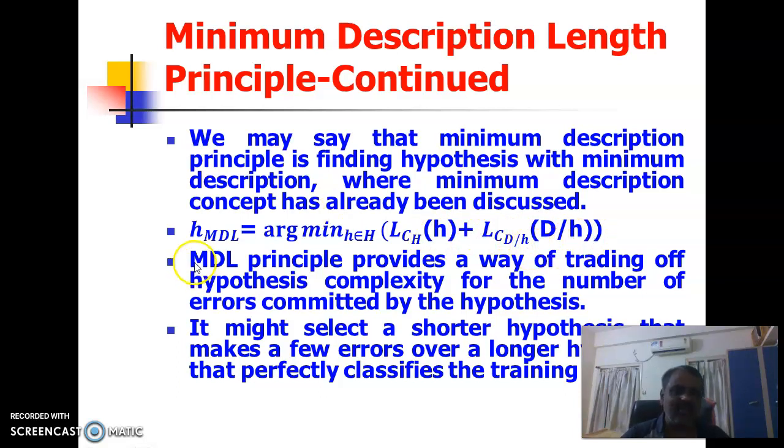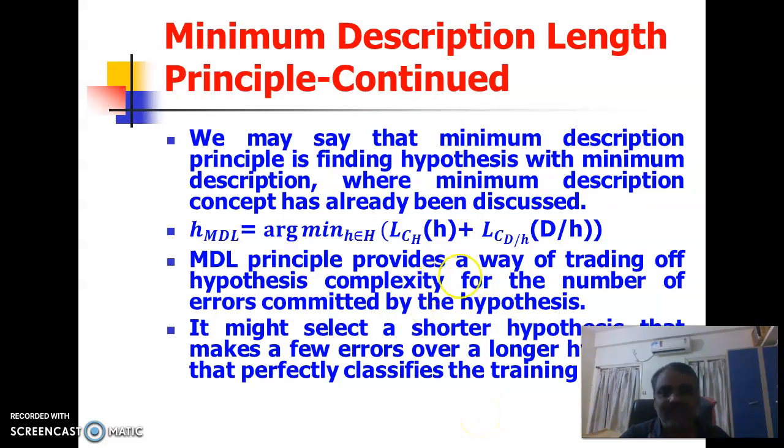As already told, the MDL principle provides a way of trading off hypothesis complexity for the number of errors committed by the hypothesis. So it might select a shorter hypothesis that makes a few errors over a longer hypothesis that perfectly classifies the training data. I believe you understood this minimum description length principle concept.